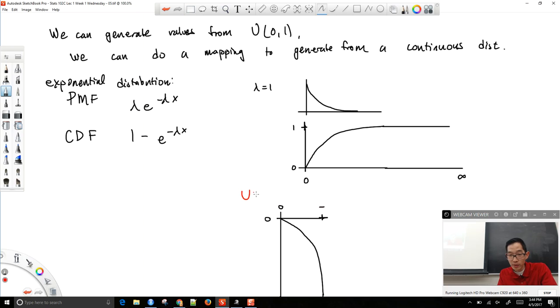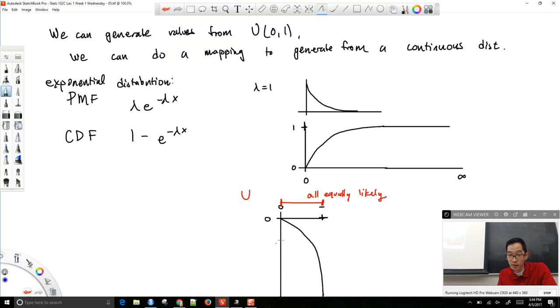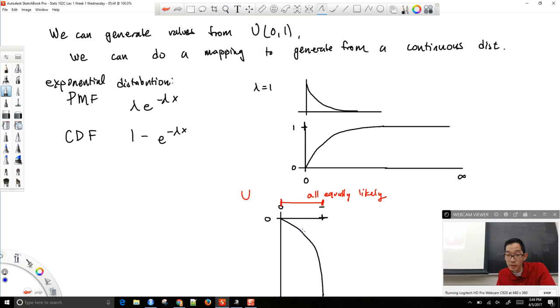And we're going to generate from 0 to 1, and so the uniform U, everything between here and here is equally represented. Okay. So this is all equally likely. So these are all equally likely, and this picture then provides a map.